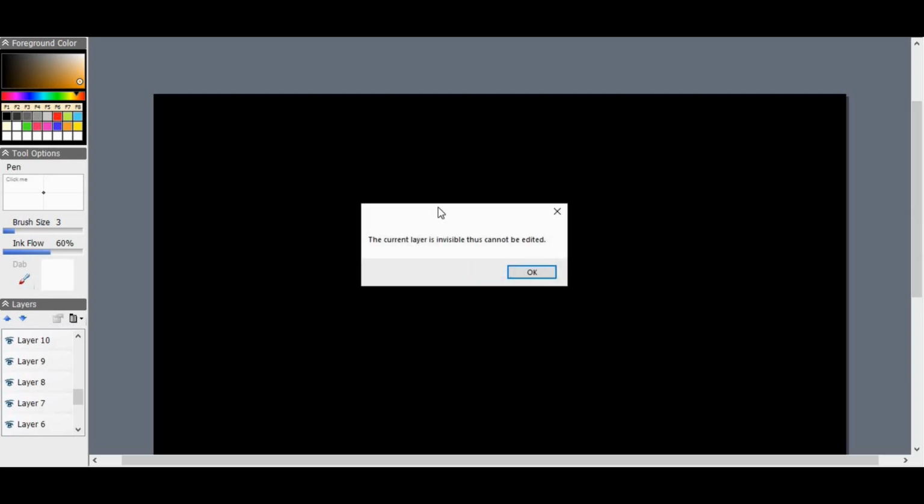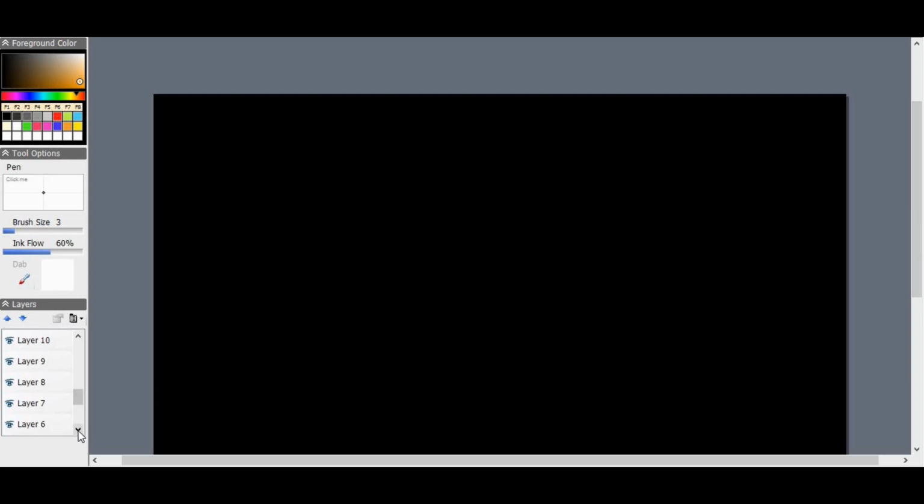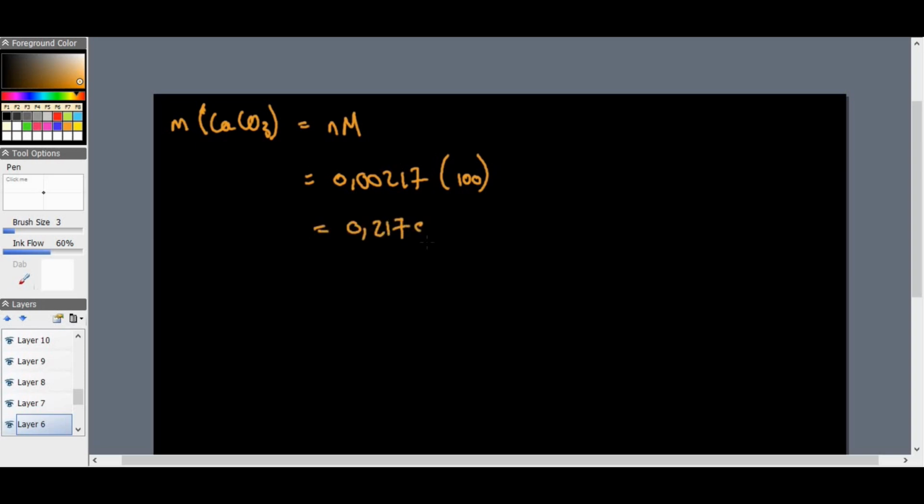What is the mass of CaCO3? That's going to equal, of course, the moles times the molar mass. So we got the moles to be 0.00217. The molar mass of calcium carbonate is 100, and that's going to equal 0.217 grams.